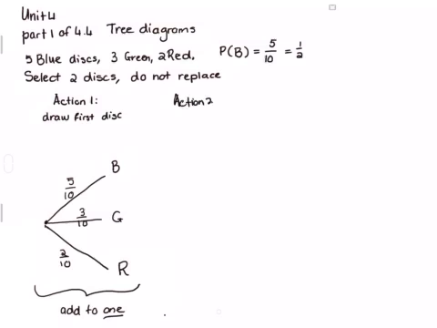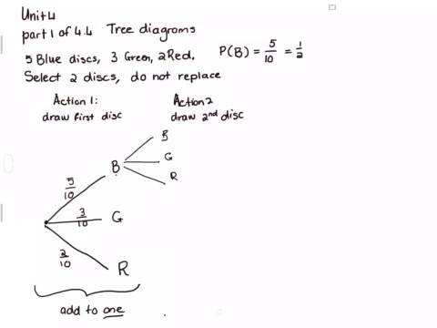Action 2 is draw second disc. So now you have to go back and say, go back to action 1. 3 things could have happened. So start with the first situation. If in the first case I had drawn a blue, then in the second case, again, I could get blue, green, or red, right? So let's take that further.